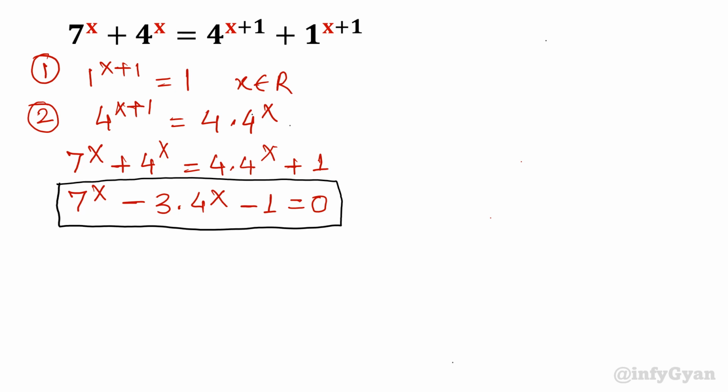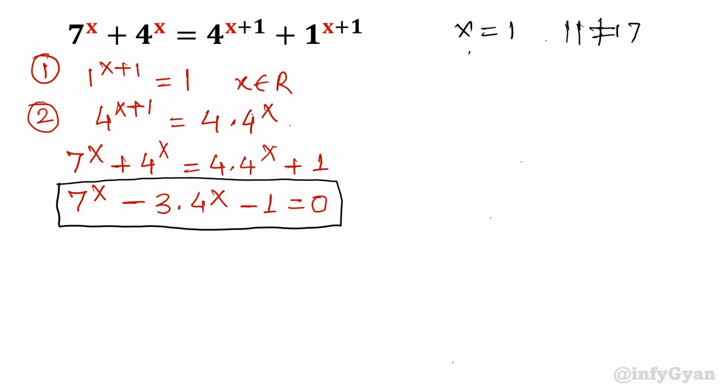But before that, let us find the roots if possible by the hit and trial method. That is also important. I am putting x equal to 1. 7 plus 4 is 11, and the right side is 4 squared, 16, plus 1 is 17. 11 is not equal to 17. So 1 is not possible.